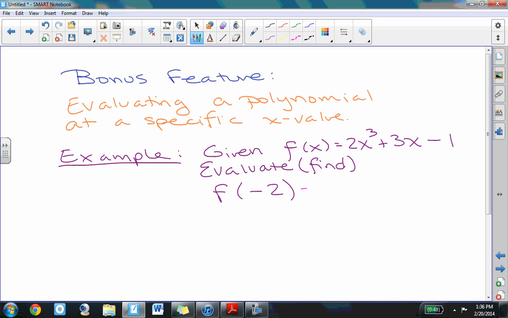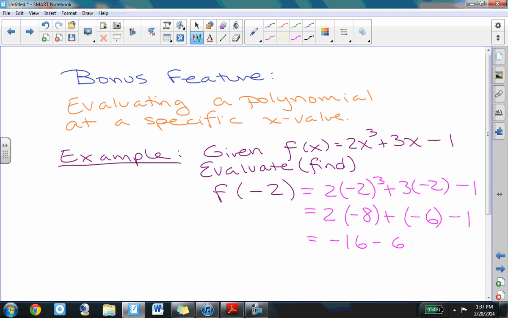Well, that means I'm going to plug in negative 2 for x. Ready? 2. Negative 2 cubed. Look, that took the place of x. 3 times negative 2. Again, took the place of x. Minus 1. And now I'm left just calculating that number. Okay, I chose a negative number on purpose because negative 2 to the third would be negative 8 plus negative 6 minus 1, or negative 16 minus 6 minus 1, which is negative 23.